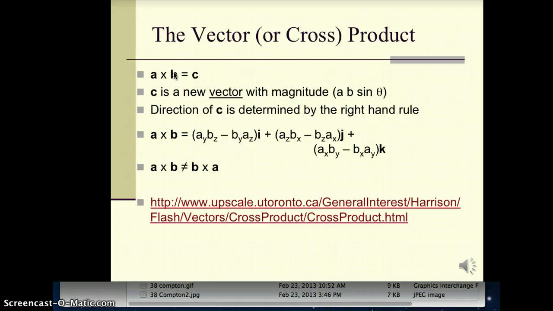You can go to this website, and you'll get, again, a flash player that will show you and allow you to interact with tutors and see what the cross product actually looks like when you do various manipulations.